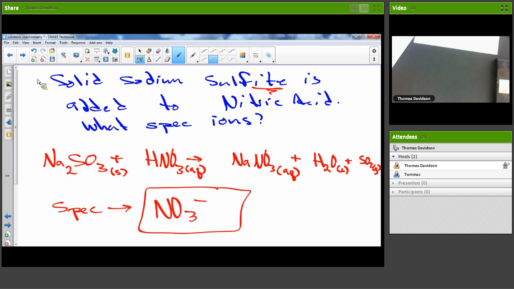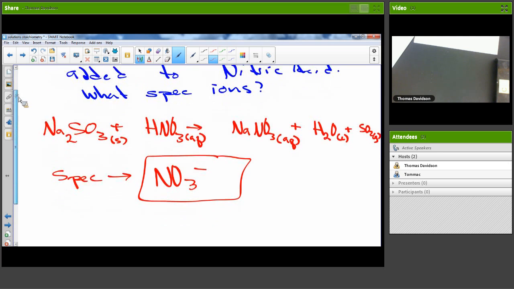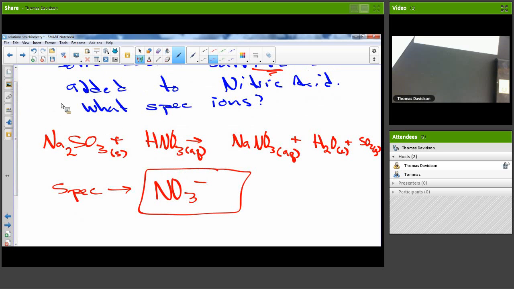Okay, yeah, that's why sodium is not the spectator. Because it was never aqueous at the start. So yes, it is at the end, but it was not at the start. All right, we okay with that? Ish? All right.